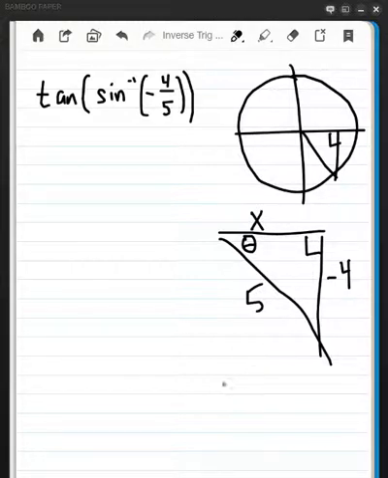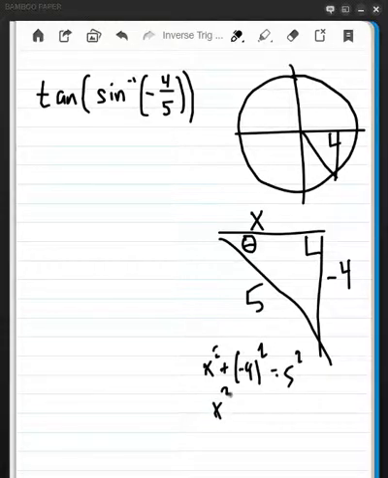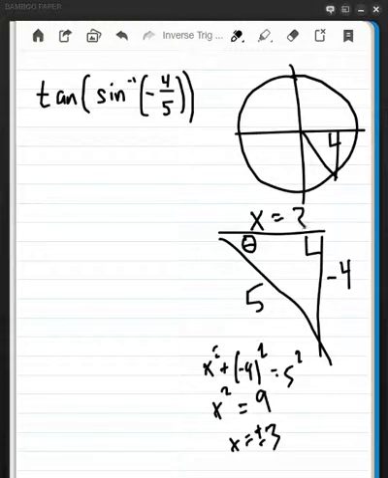It's a special right triangle, but just for ha-has, we'll do Pythagorean theorem. X squared plus negative 4 squared is equal to 5 squared. So we have x squared. This is positive 16, and then this is positive 25, so if you subtract them from each other, you're going to get 9. So x is equal to positive and negative 3. In the fourth quadrant, all the x values would end up being positive, so we're going to use the positive 3.